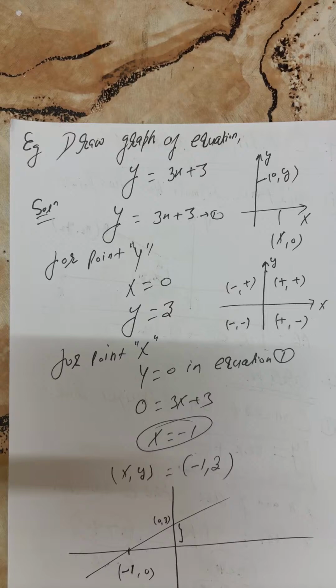This is what? Intercept. So this is the way to make a graph, right? Slope is 3, y-intercept is 3. Perfect, beta. Very good. I'm very happy to see you.